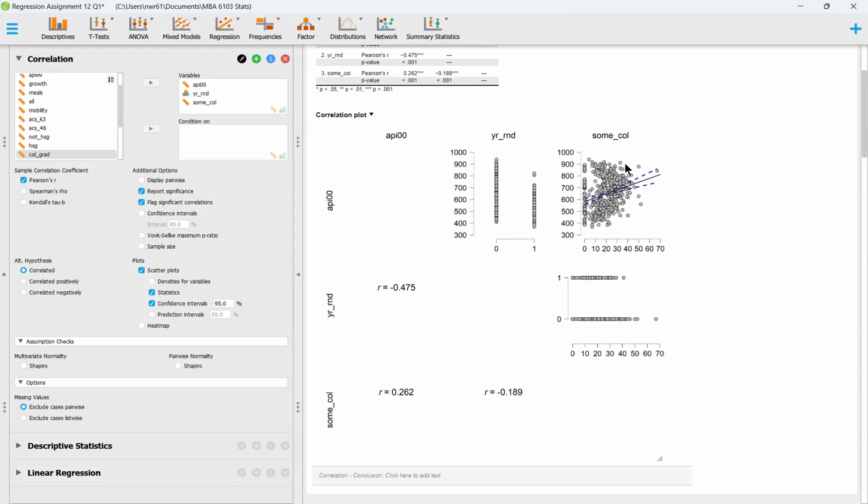Looking at this correlation plot as well under some college, it seems that the higher the percentage number went, the less likely they were to score higher than 600, because that's where the line starts.